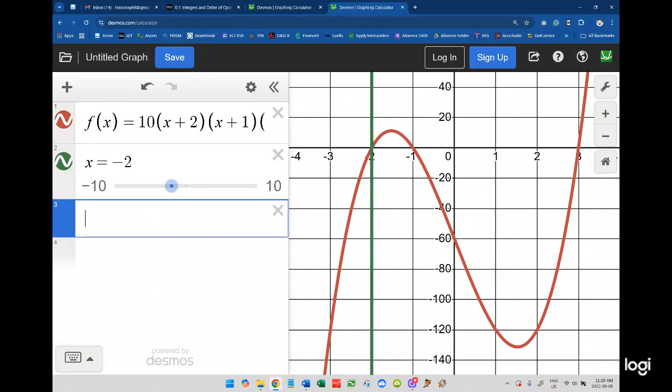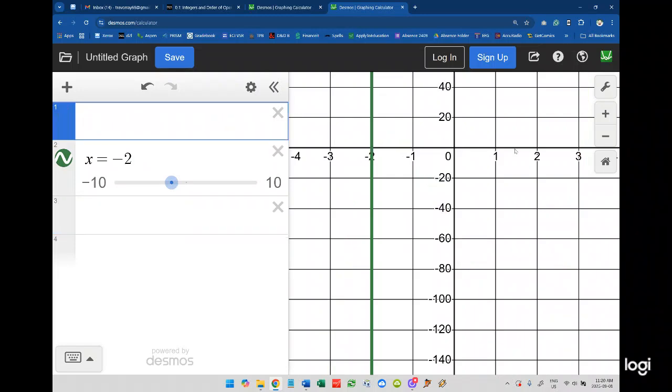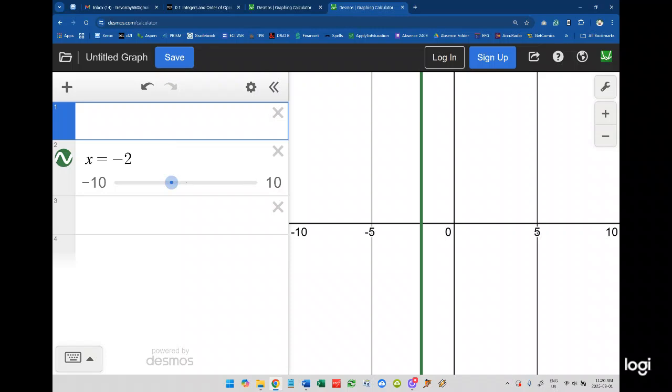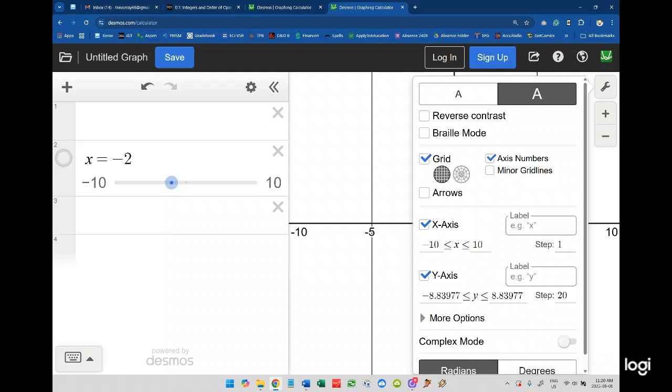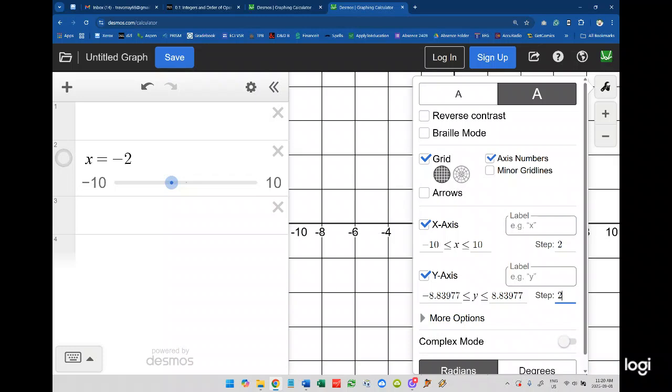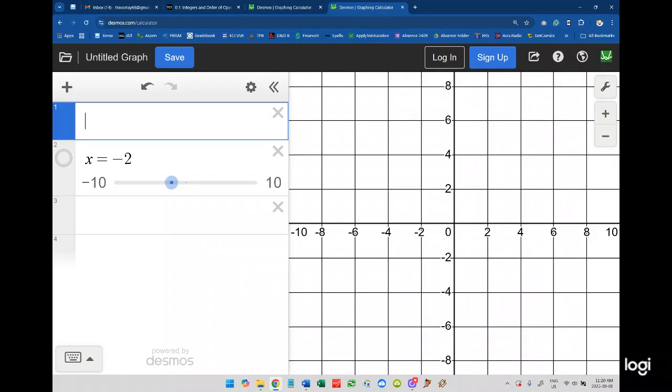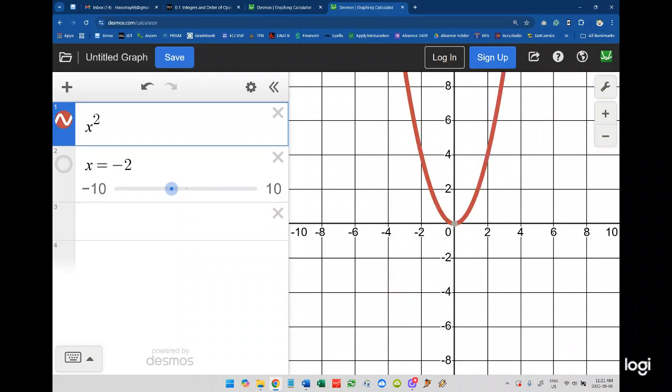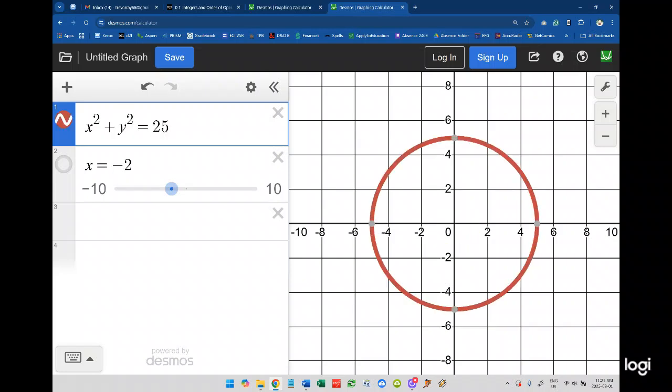Just to give you an example of something that doesn't do that, here's a fancy little relation here. I'm going to just go back and change the steps of these. I'll go up by 2s, I guess. There we go. I could do an equation that looks like this: x squared plus y squared equals 25. And that gives me the graph of a circle.